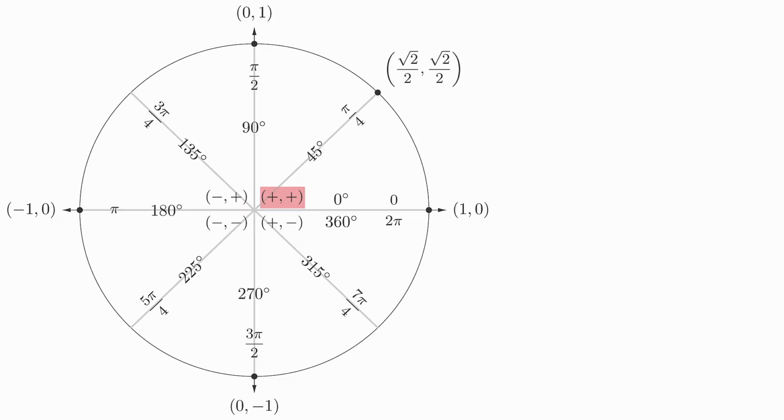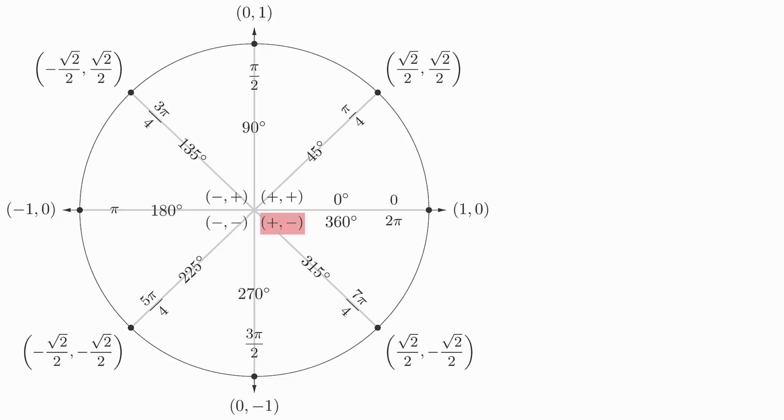In the first quadrant, both coordinates are positive. In the second quadrant, the x-coordinate is negative and the y-coordinate is positive. In the third quadrant, both coordinates are negative. And in the fourth quadrant, the x-coordinate is positive and the y-coordinate is negative.